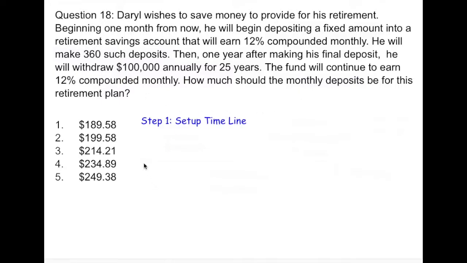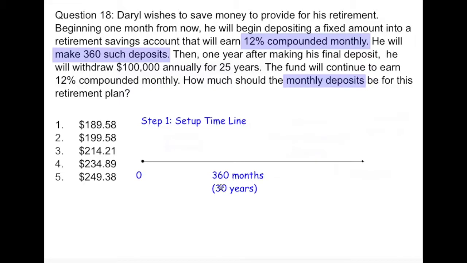information. My timeline is going to start from time 0 and extend until time 360. That's simply because there are 360 monthly deposits that are going to be made in this account that is earning 12% compounded monthly as well. So from time 0 until time 360, which is essentially the same as 30 years, there's a fixed amount that is going to be deposited into this account. We don't know what the amount is, so I'm simply going to say it's X dollars every month.